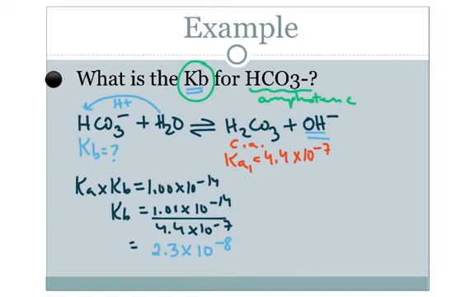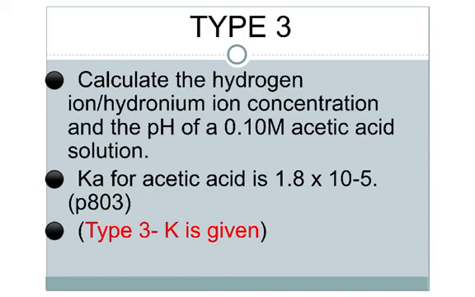Let's try our last part of today's lesson, and that is a type 3 calculation. We've done type 1 and type 2. Type 3, we're going to calculate the hydrogen ion or hydronium ion concentration and the pH of a 0.1 mole per liter acetic acid solution. Ka for acetic acid is 1.8 times 10 to the negative 5. So for type 3, K is actually given, whereas in a type 1 or type 2, the K is actually what we're looking for. So that's what shows us that this is a type 3 and a different type of problem, which is again why I've put it in red for us.